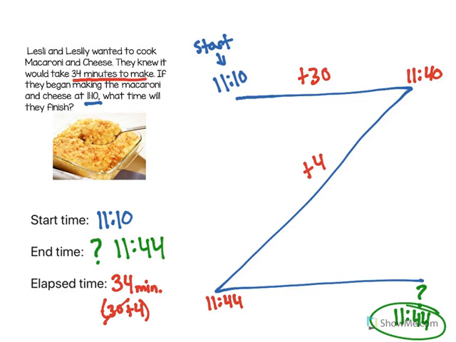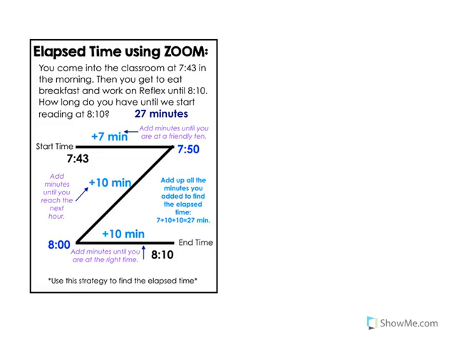So guys, that's how you can use the Z method to help you solve elapsed time questions. All right, so let's look one more time. Here is a nice little chart for us. This is the Z method, or the Zoom method, we could say. So I wanted to go over really quickly and just review.